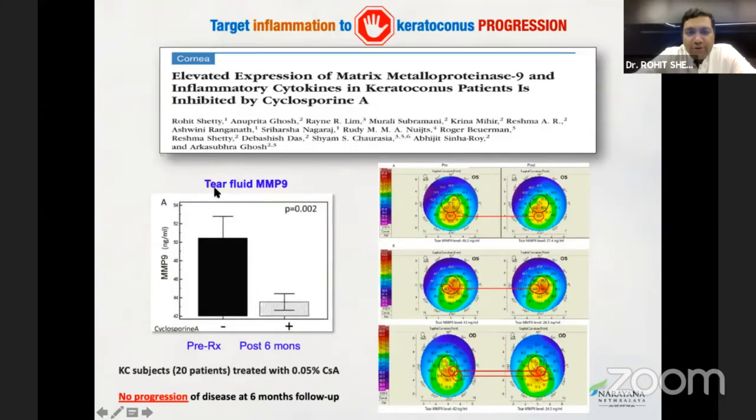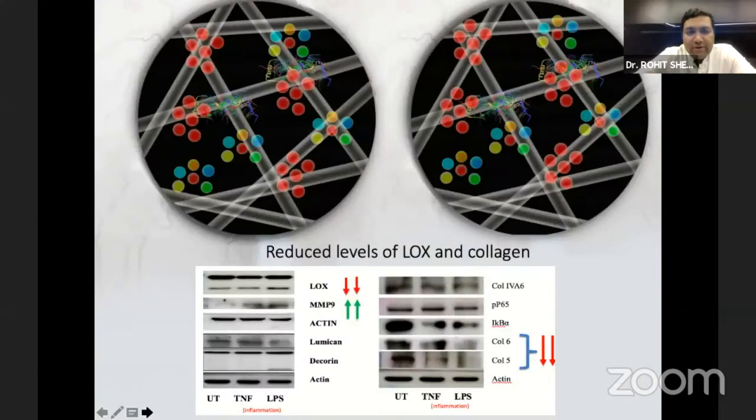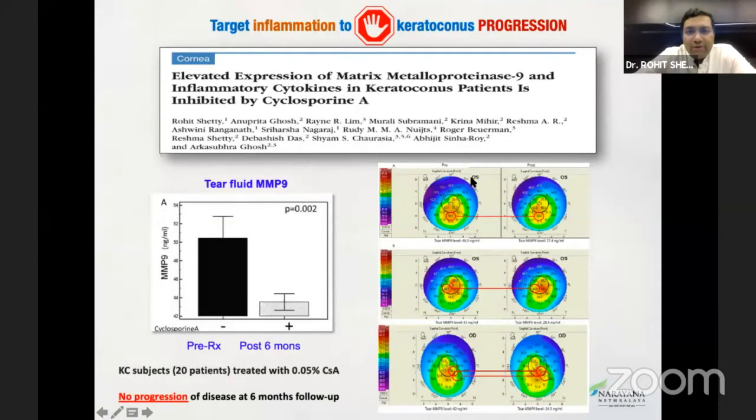In a subgroup of these people, because we had this experiment with us, we published this in IOVS in 2015, where we looked at using cyclosporin to see if it can stop it. And we were quite surprised about the number of patients in whom it was able to stop progression. This is a very interesting study, and we still continue to do it before we do any cross-linking.